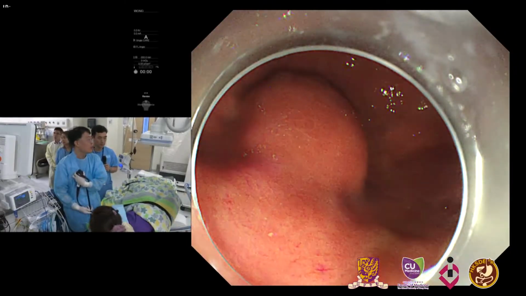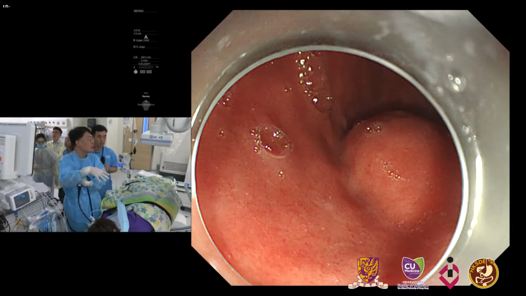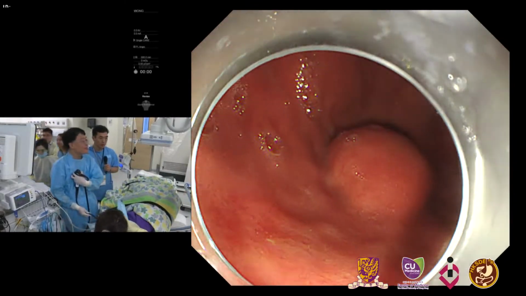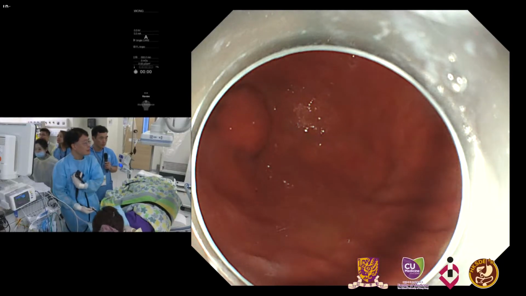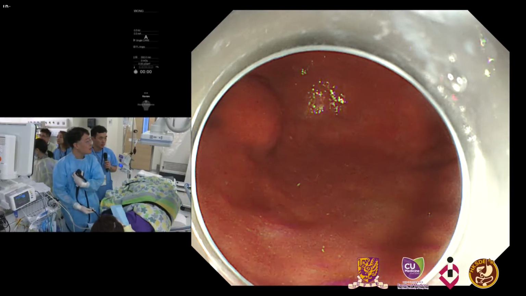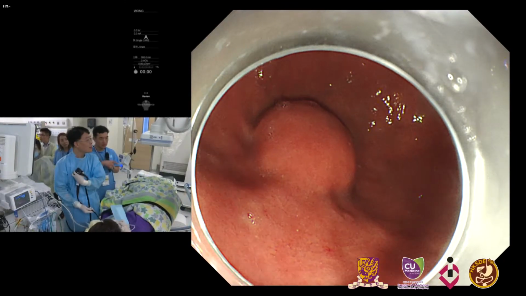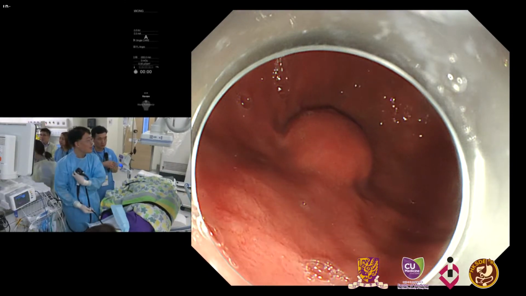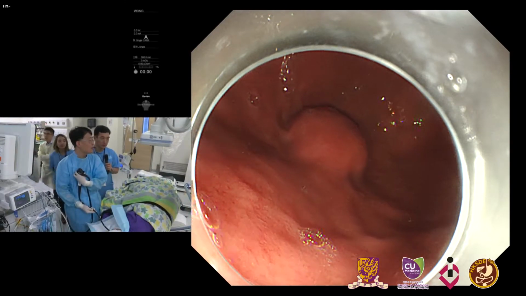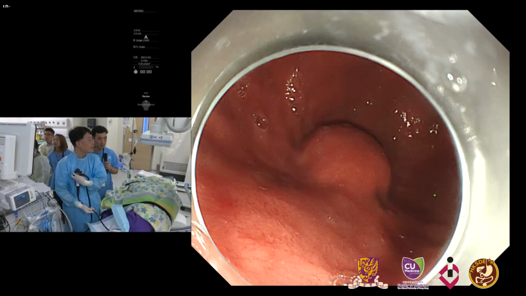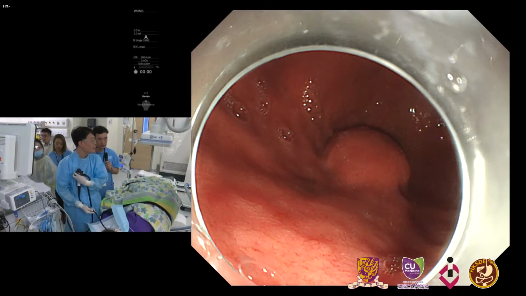So I want to use the ESD technique to remove the lesion. What's your opinion? Yeah, this is a little bit scary place. So I would be a little hesitant to open the ESD technique. However, the tunneling technique is almost impossible, just going into the fundus. So probably that's the most feasible route to resect this lesion.